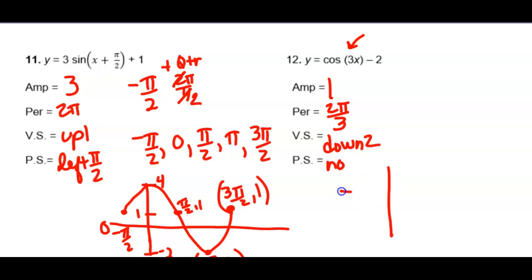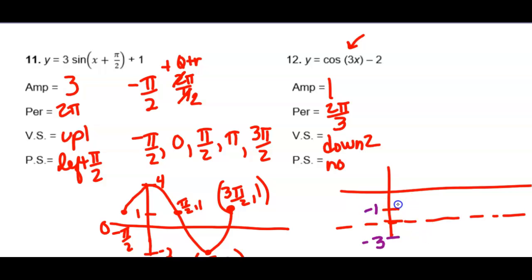So down 2 means we are at negative 2, and it only goes 1 unit above and below that. So it goes from negative 1 to negative 3. It has no phase shift left or right, so it starts like a regular cosine graph at its maximum here. Oh, I went a little too far down, but just pretend that's at negative 3.